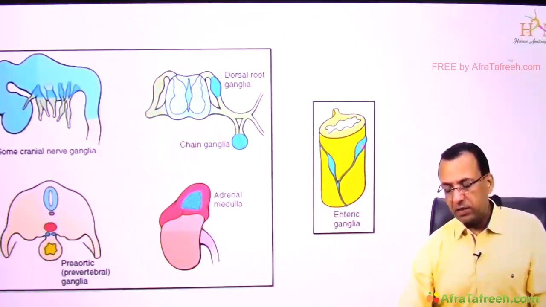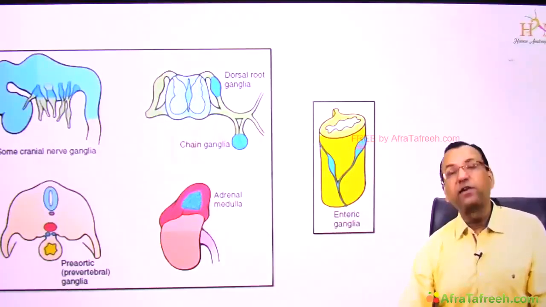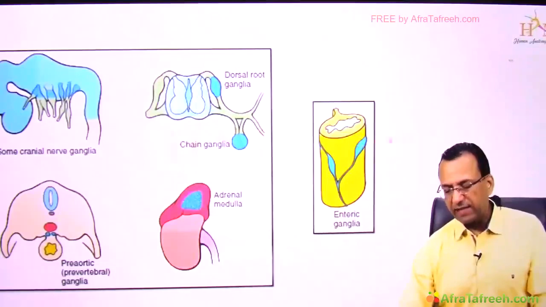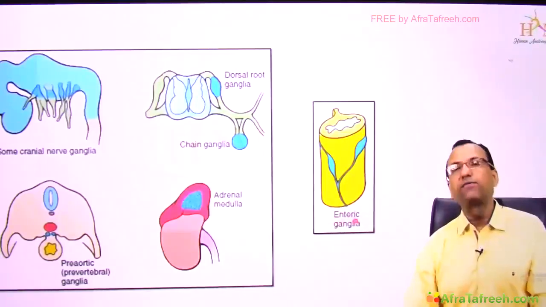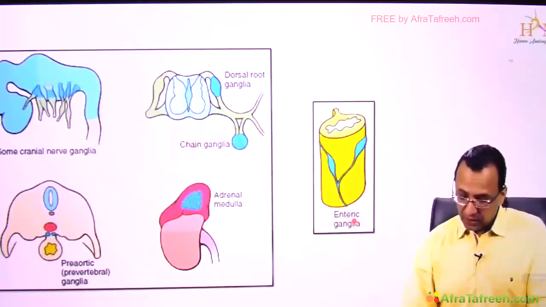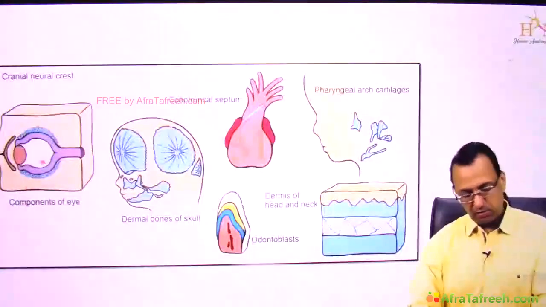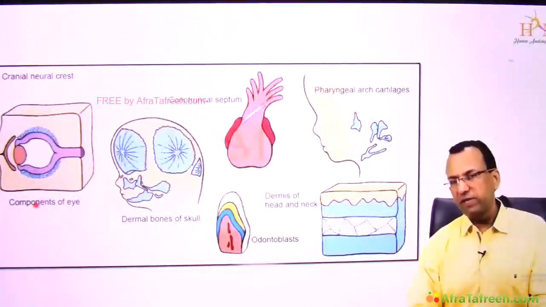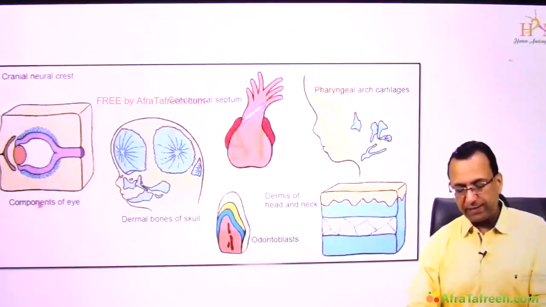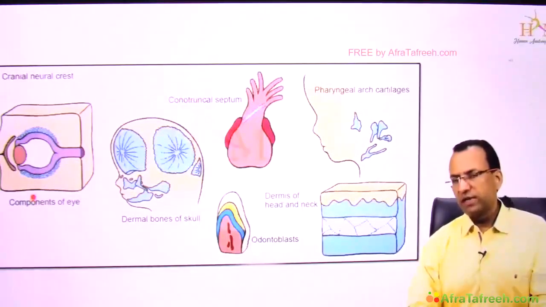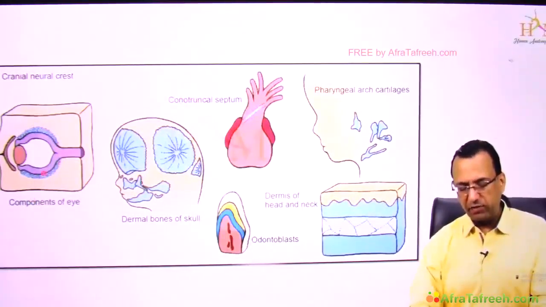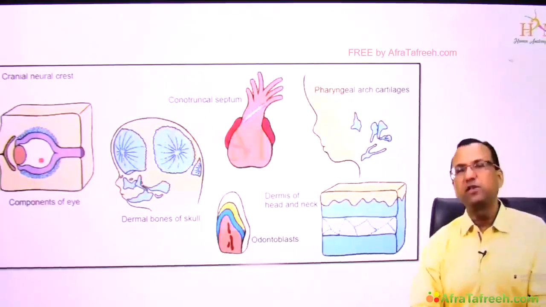Actually, the Auerbach's ganglia will be myenteric plexus, and what about the Meissner's? Meissner's will be in the submucosa. So like that, you have some ganglia, but they all came from the neural crest cell. And what about the eyeball? Eyeball is having some mesoderm, and that mesoderm is mostly from the neural crest cell. It is neural crest cell derived mesoderm which is contributing to eyeball. Primary mesoderm is very little.